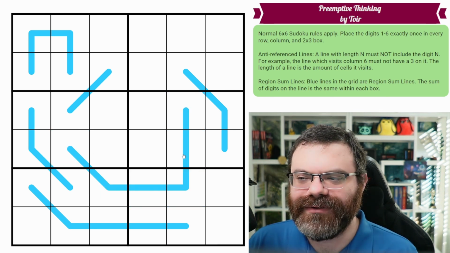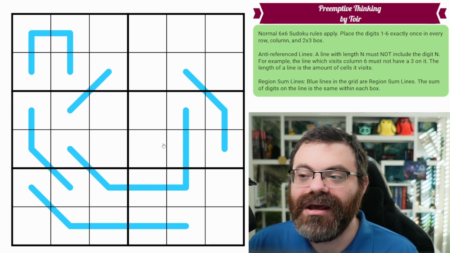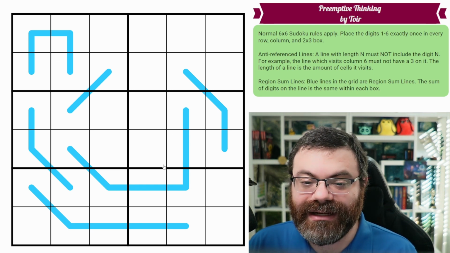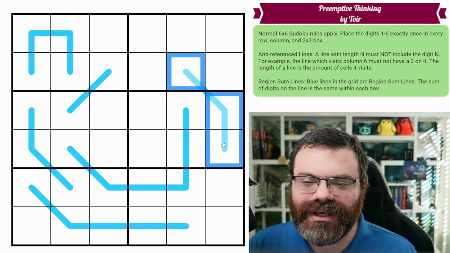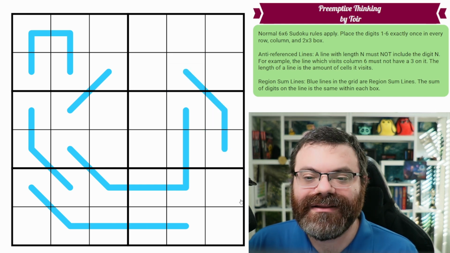In addition, there are anti-reference lines. So a line with length n must not include the digit n. So for example, this is a 3-length line, so it may not contain the digit 3 at all. And that's it. Those are the rules.